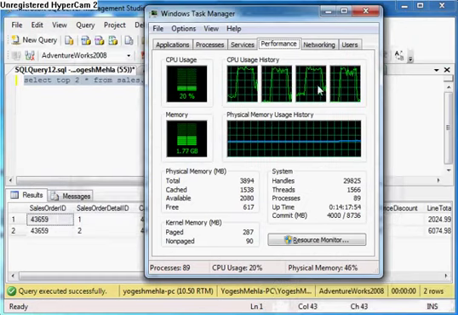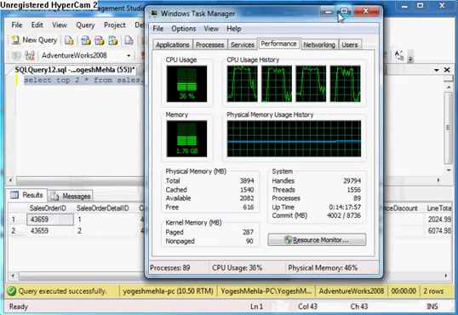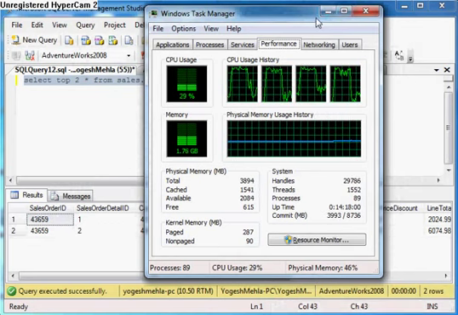Okay, sorry, that process got crashed. So that was the only point which I wanted to make.